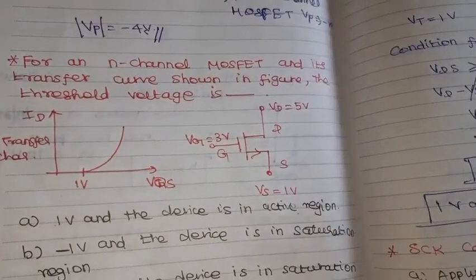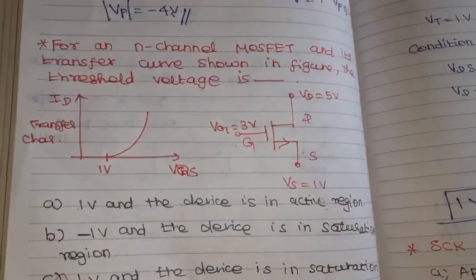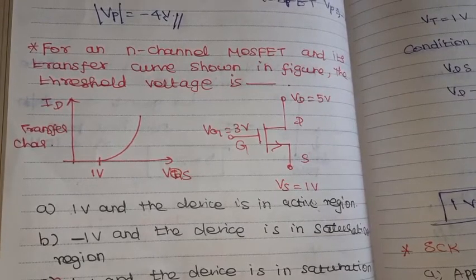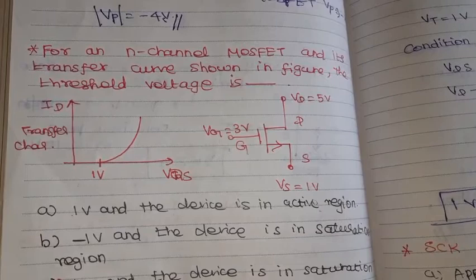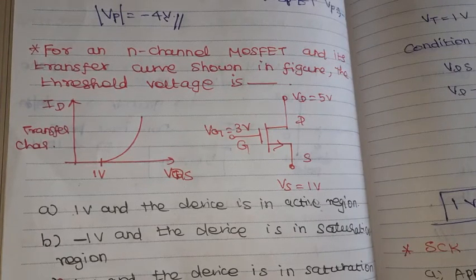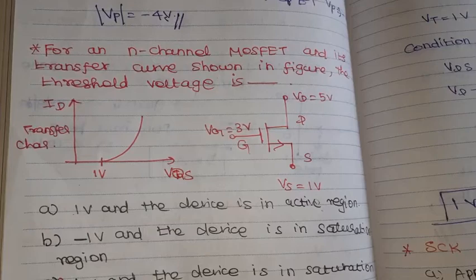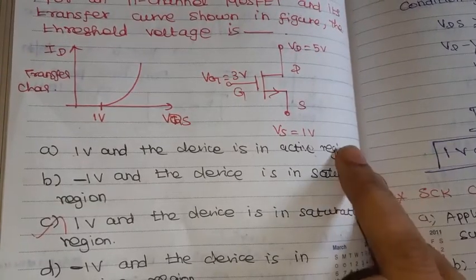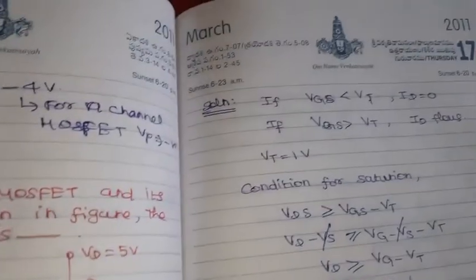Pinch off voltage. Then for an N-channel MOSFET and its transfer curve shown in the figure, the threshold voltage is... So we are going to find out the threshold voltage from the transfer curve. Okay, so 4 different options are given. From that, what is given?